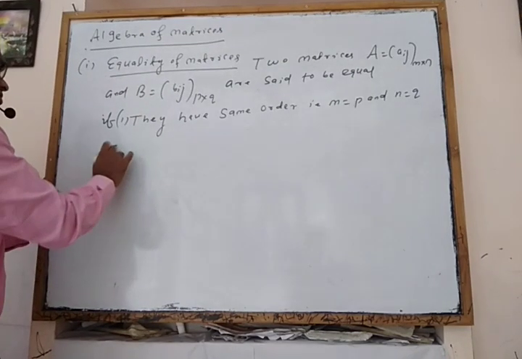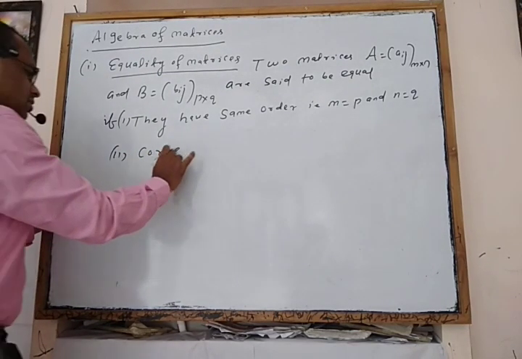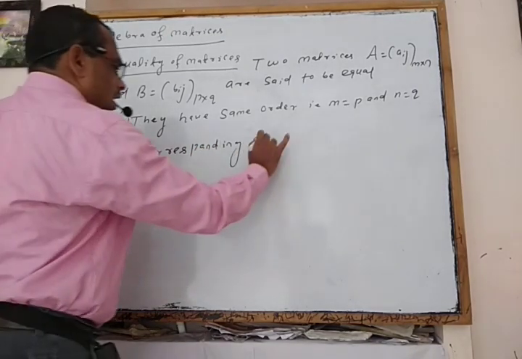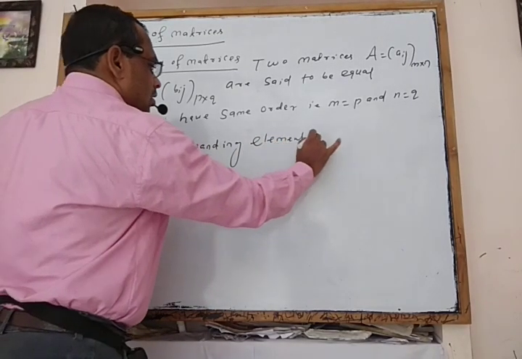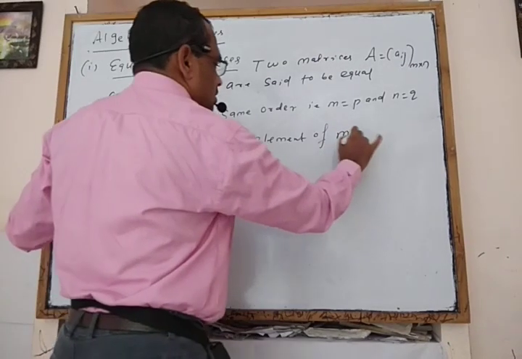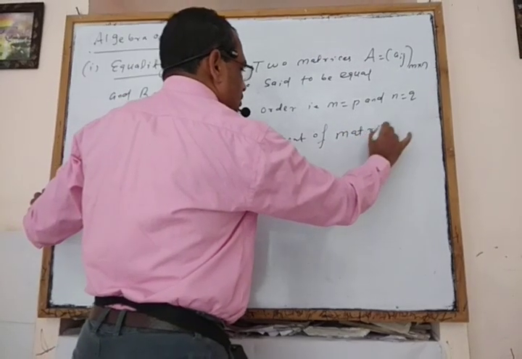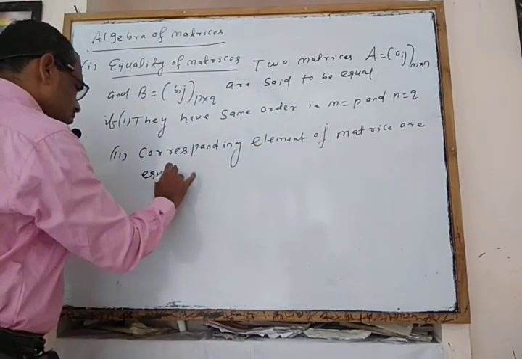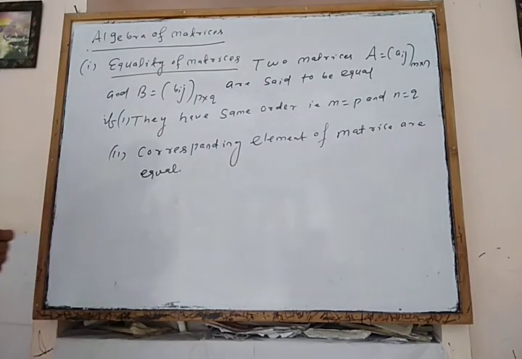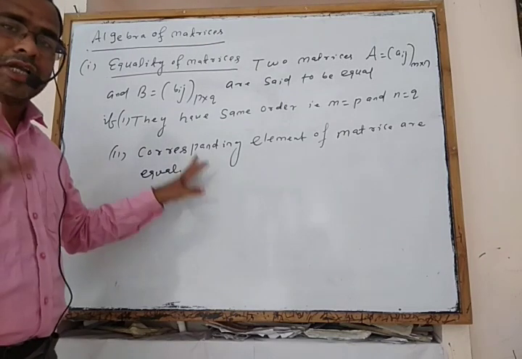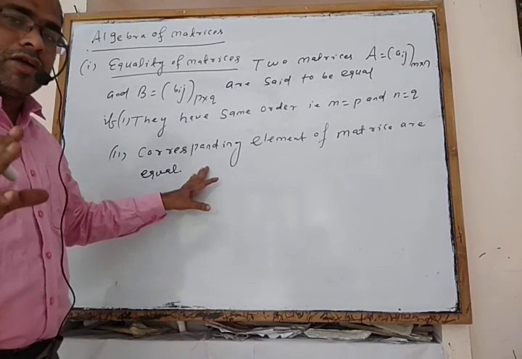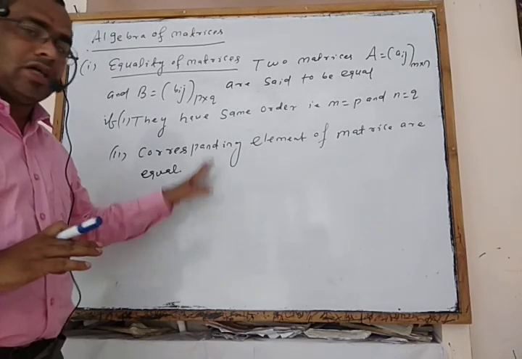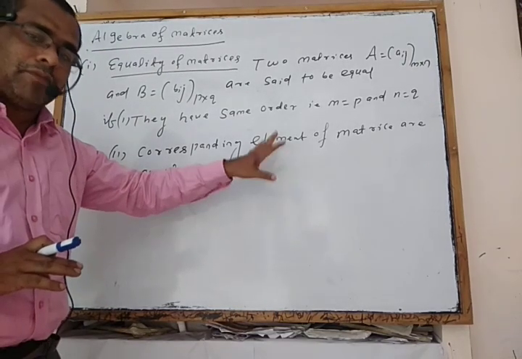Number two, corresponding elements of both matrices are equal. Then both matrices are equal. So the order of the matrices will be the same and the corresponding elements will be equal. That is called equality of matrices.